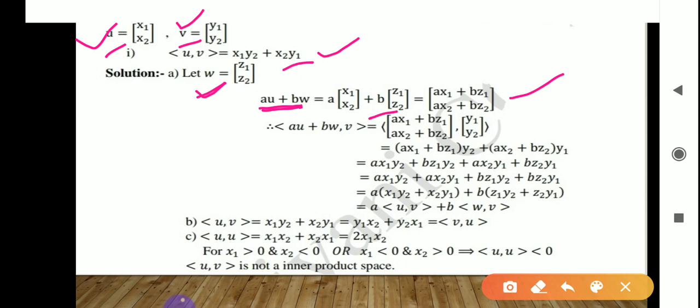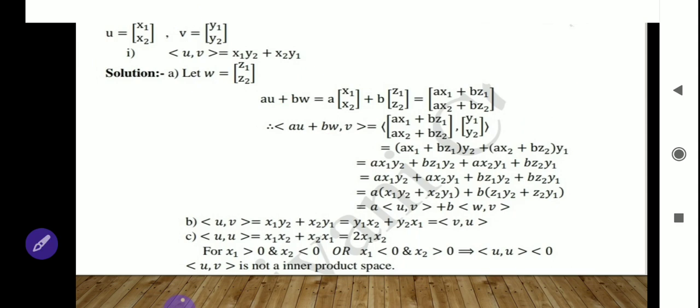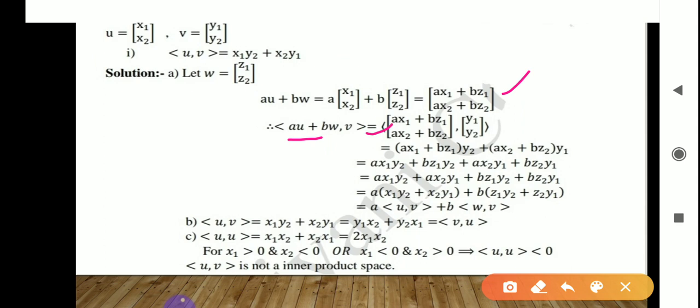Now we have to check the linearity property. The linearity property is the inner product of au plus bw comma v, which we have to write as a into inner product of u, v plus b into inner product of w, v, meaning this. Okay, so how do we write this now? If we consider here the inner product of au plus bw comma v is equal to, now what is the value of au plus bw? That is the matrix (ax1 plus bz1, ax2 plus bz2) put here, comma v is (y1, y2).